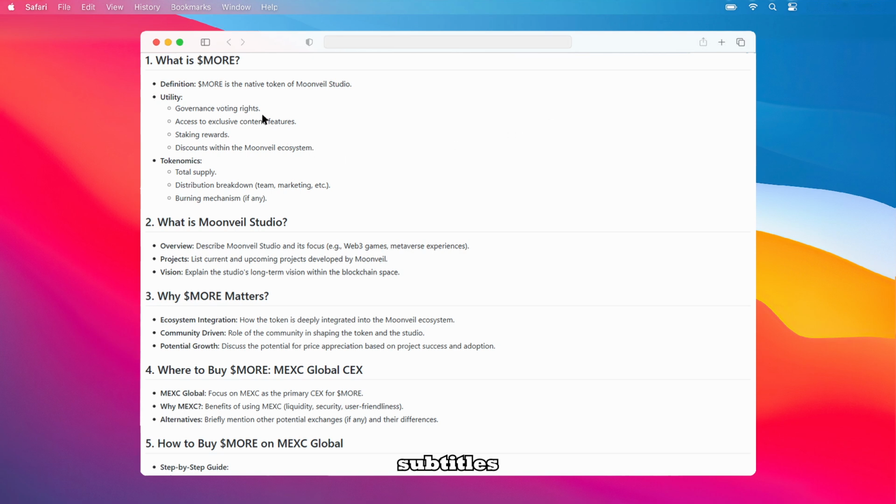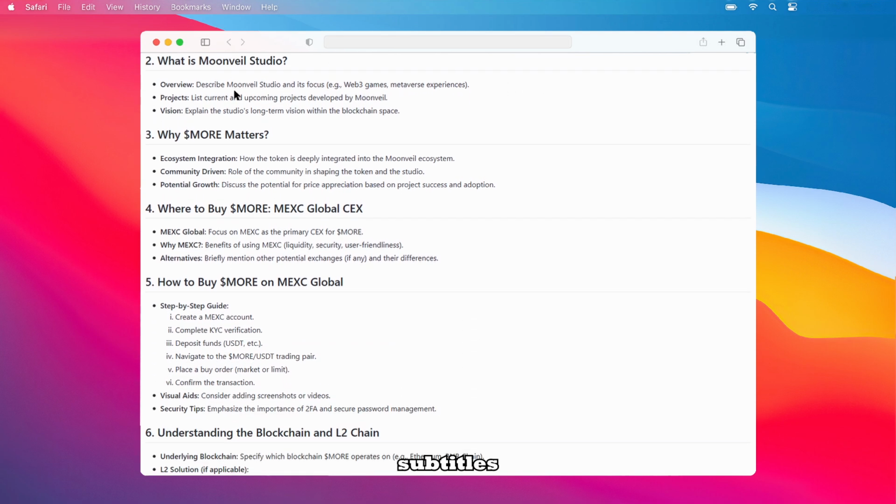Now, let's talk about Moonveil Studio. It is focused on building Web3 games and crafting immersive metaverse experiences. They have a series of current and upcoming projects, all tied to a long-term vision within the blockchain space.